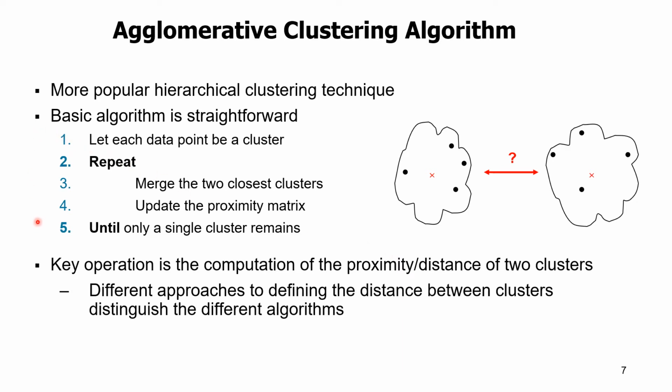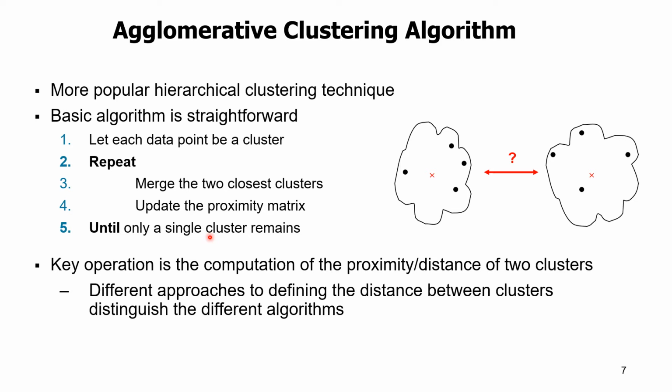And this shows the pseudocode of agglomerative clustering. The algorithm is actually quite simple. At first, each data point becomes a cluster, and then you merge the closest clusters. Then you update the proximity or distance between clusters, and you repeat this until you have only one cluster.